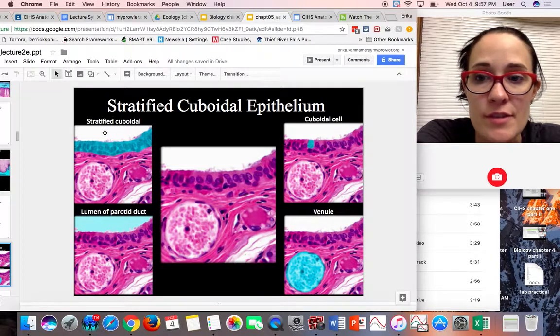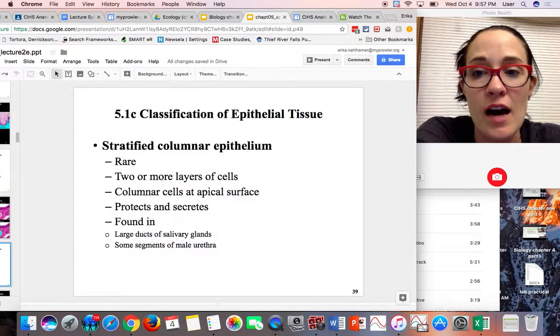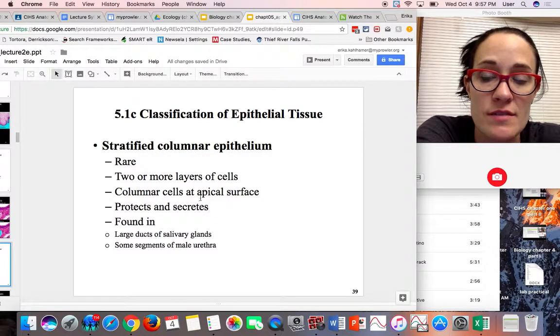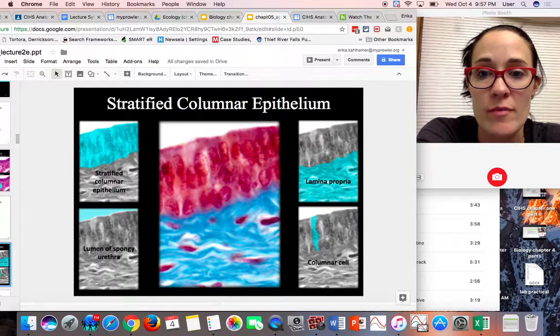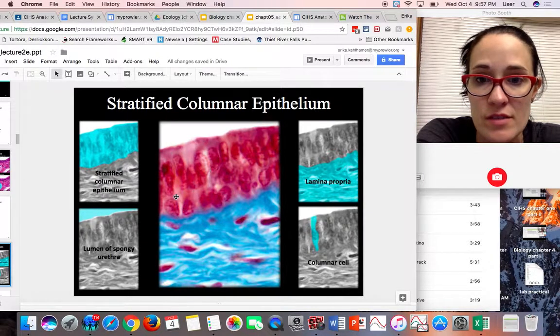Notice that it has a free surface and the basal surface. Stratified columnar is very, very rare. There's an apical surface, and then there's a basement membrane. We're going to see it in your salivary glands and then some parts of your male urethra. Stratified columnar, so 2 layers of column-like cells. Here's a closer view of that.